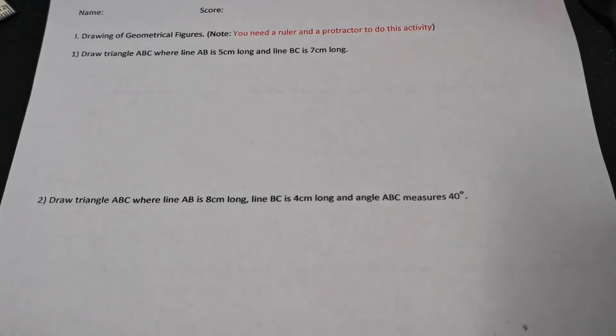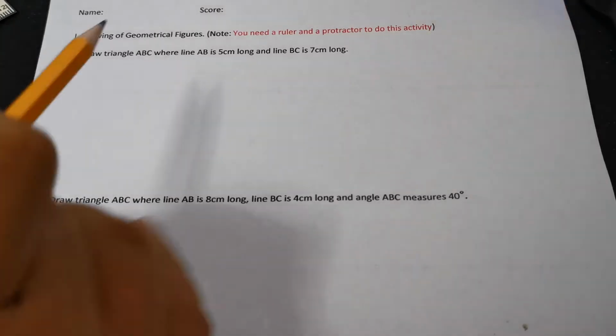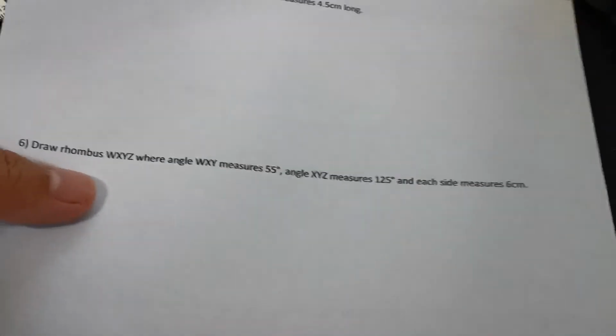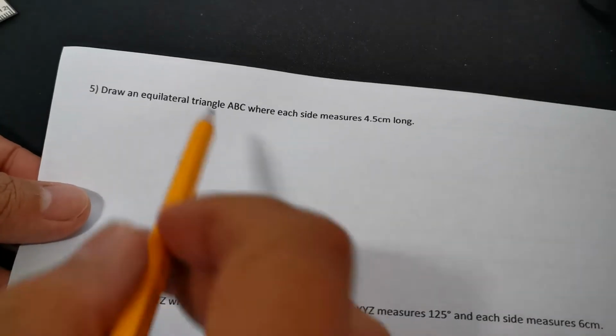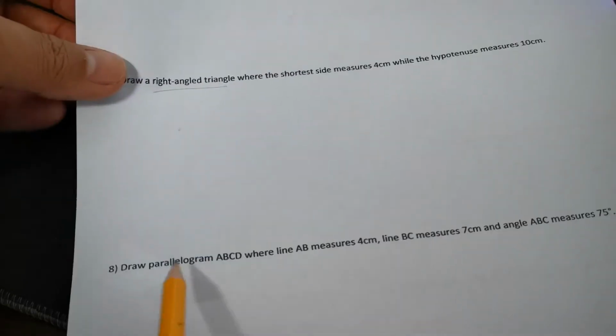Hello there kids, today you're going to learn how to draw geometrical figures with the given information. So first things first, since you're drawing geometrical figures, you should be familiar with the shapes that you are tasked to draw. So for example, in this case, obviously, you already know what a triangle is. Square, rectangle, equilateral triangle, a rhombus, right-angled triangle, and a parallelogram.